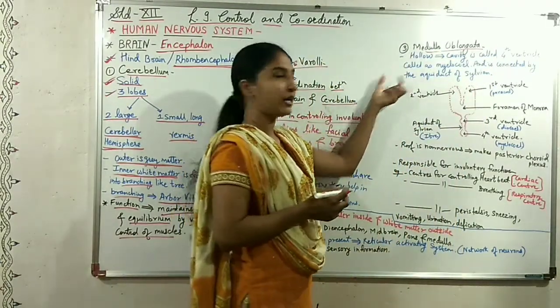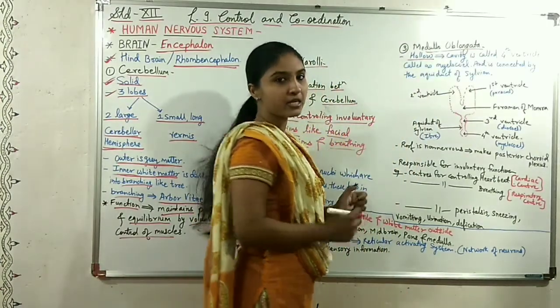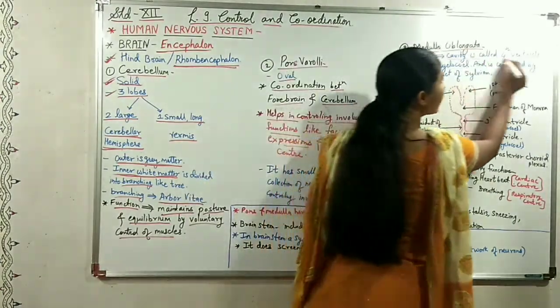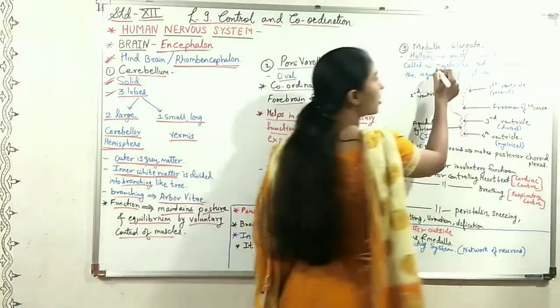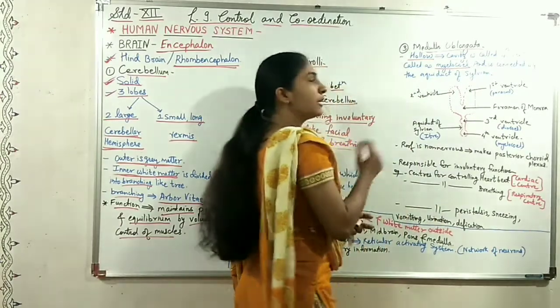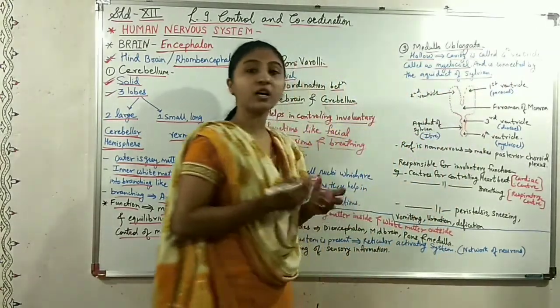The medulla oblongata is a hollow structure, meaning it has a cavity inside it, and that cavity is called the fourth ventricle, also called the myelocele. It is connected by the aqueduct of Sylvius to the third ventricle.